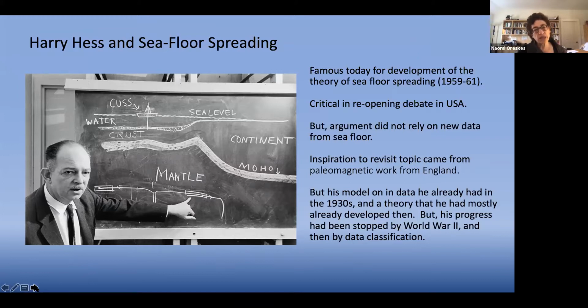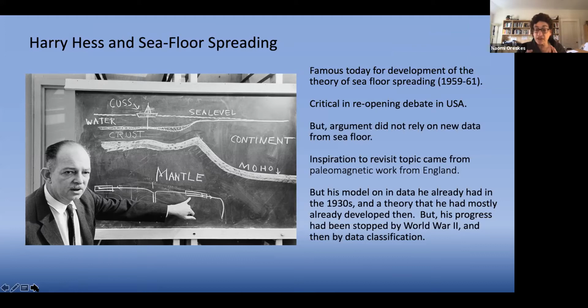But the argument he made did not, in fact, rely on new data from the seafloor. In fact, his inspiration to revisit the topic came from paleomagnetic work, terrestrial paleomagnetic work that was being done in England. But what is true is that the model that he built his story on did rely on oceanographic data, did rely on deep sea data, but he had already developed it in the 1930s.